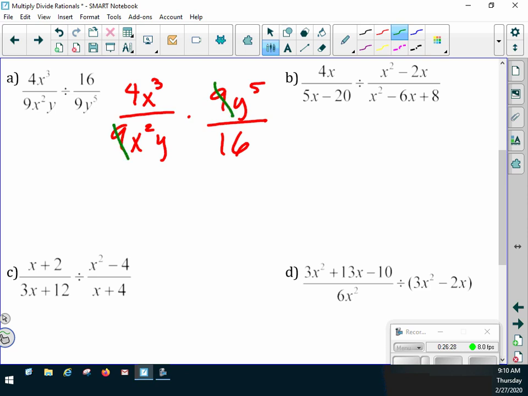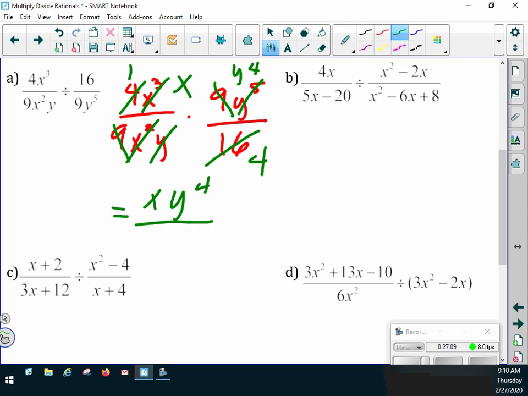The 9's will factor out. How many of the y's? I got a y to the 5th here, and I got a y here. That's going to be a y to the 4th. Do I have any left in the bottom? Now I got an x cubed over x squared. X on the top, nothing on the bottom. And that 4 and 16, you know, 1 and a 4, 4 over 16, that's going to be y to the 4th over 4. Oh, hang on, you lost something. Oh, x y to the 4th over 4.